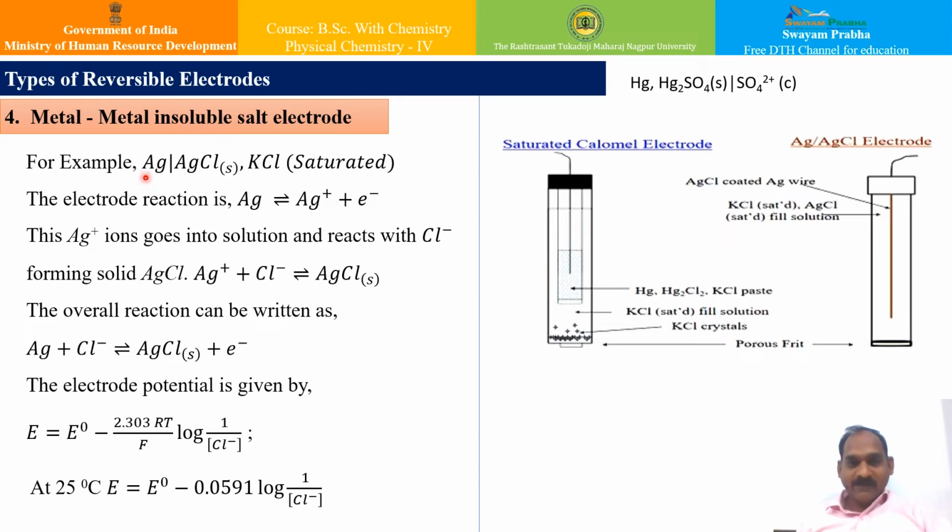What is my metal? It is silver. What is the insoluble salt of the metal? It is silver chloride. And what is the solution containing the common anion? It is KCl solution, which is saturated.